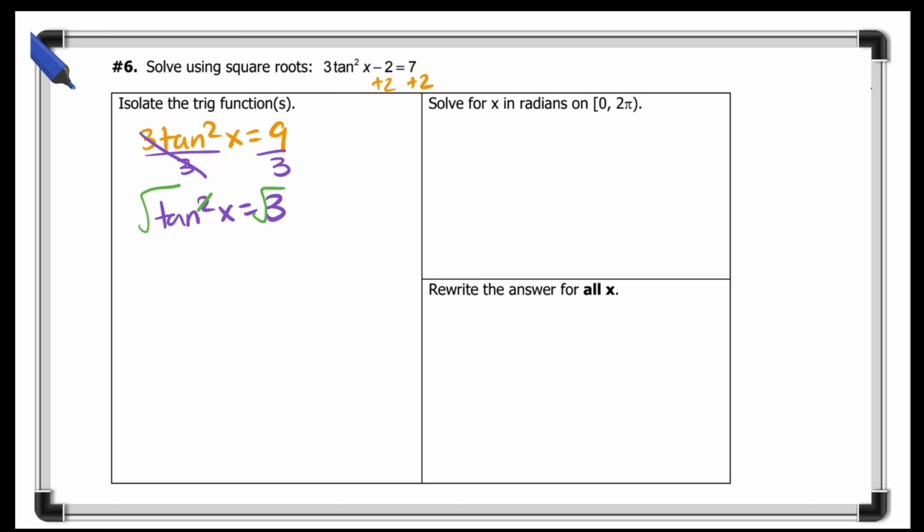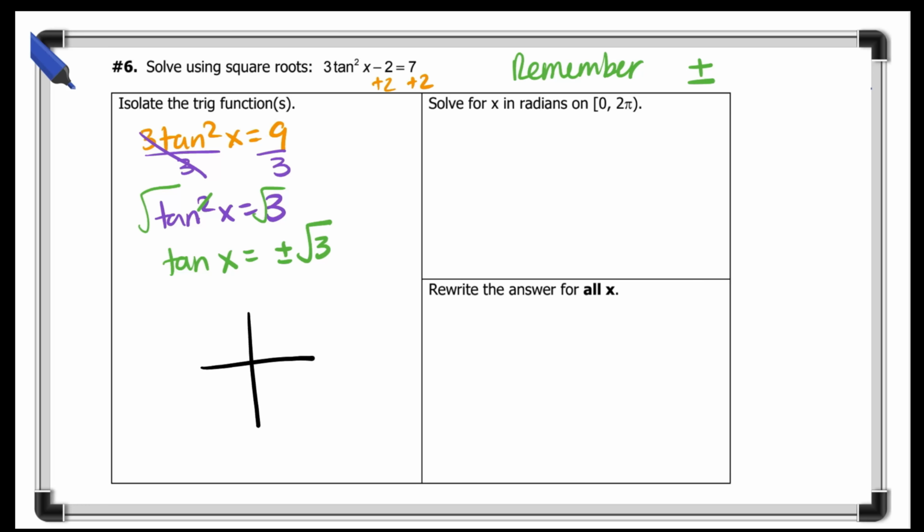Now, you need to remember the plus or the minus. When you take the square root, you have to remember the plus or minus. So you get tangent of x is equal to plus or minus the square root of 3. Now we're going to figure out where this is on our unit circle. The first thing to think about is that tangent is the same thing as y over x, which is sine over cosine.